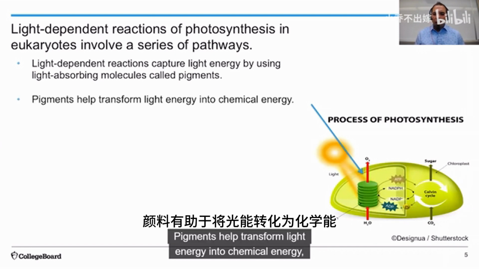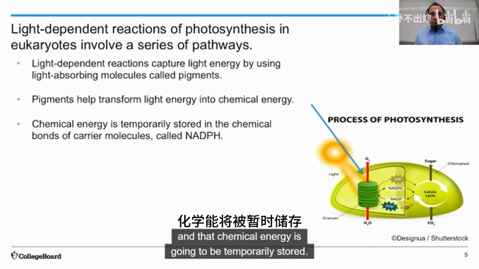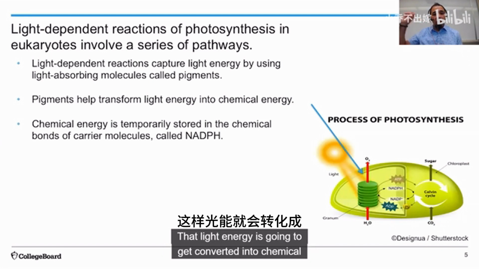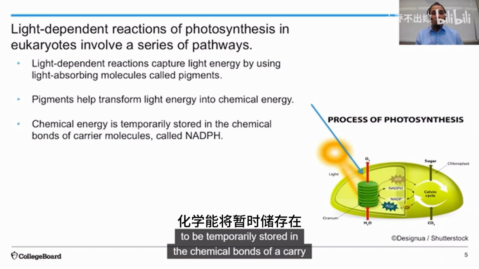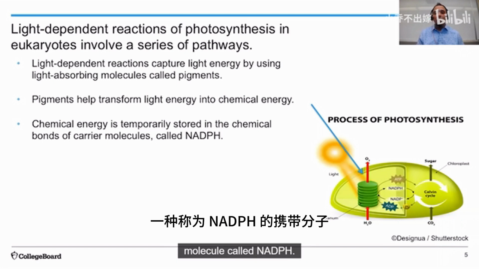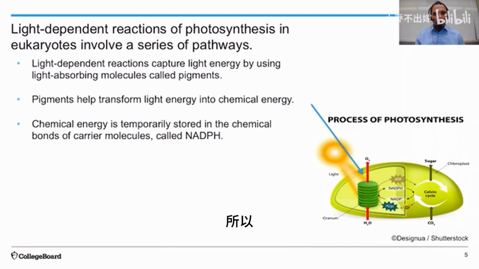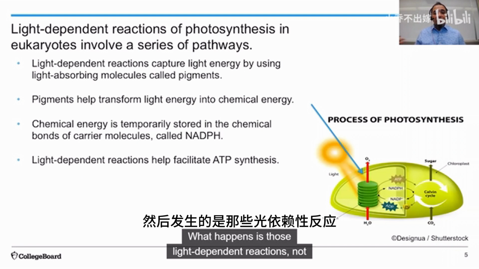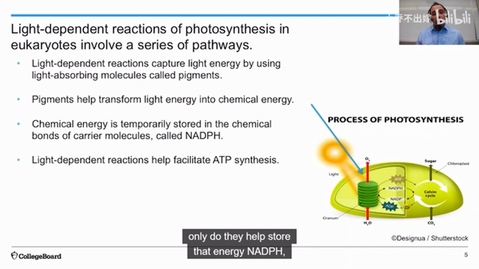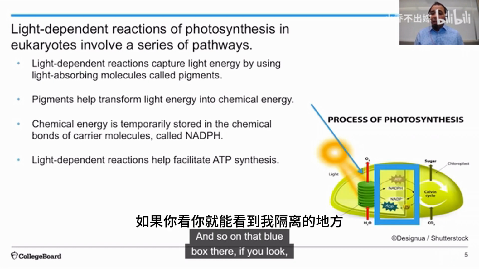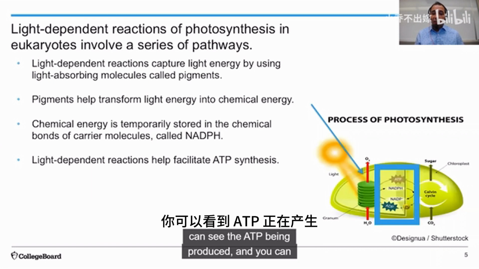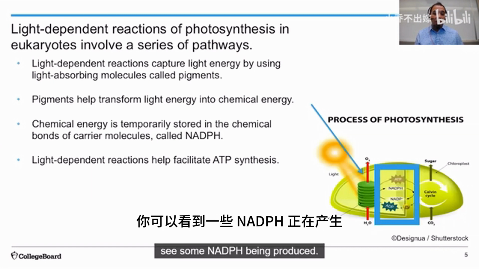Pigments help transform light energy into chemical energy, and that chemical energy is going to be temporarily stored. So that light energy is transformed into chemical energy, and that chemical energy is then temporarily stored in the chemical bonds of a carrier molecule called NADPH. So the light-dependent reactions not only help store that energy in NADPH, but they also help facilitate ATP synthesis. And in that blue box there, you can see where I've isolated the ATP being produced, and you can see some NADPH being produced.